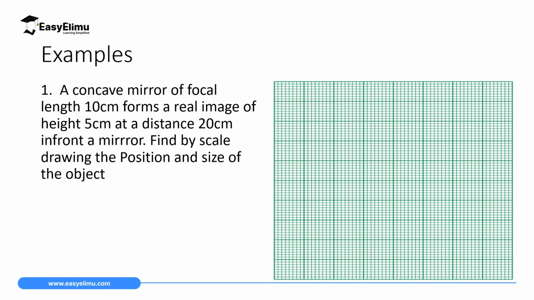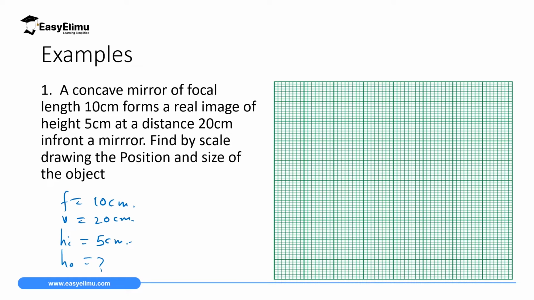So here what we do, we have to identify what we have first. We have the focal length, which is 10 centimeter. Then we have the distance of the image to the mirror or to the pole, which is V, 20 centimeter. Then we have the height of the image, which is 5 centimeter. Now they are asking us to find by scale drawing the position and the size of the object. So they want us to find the size of the object, that is HO.